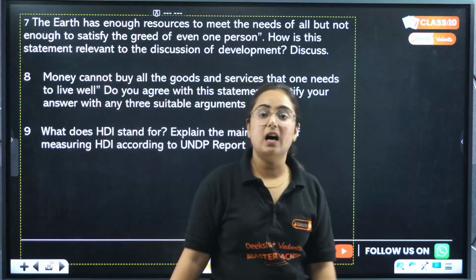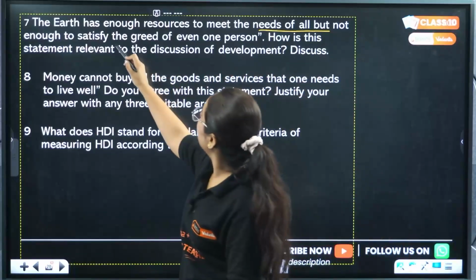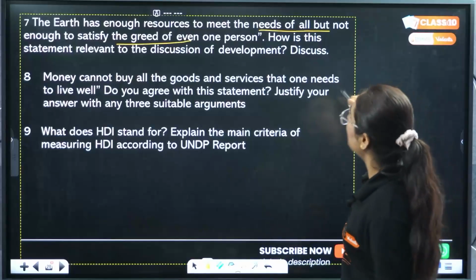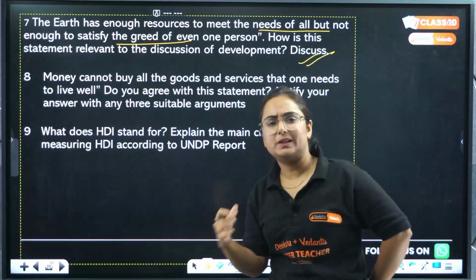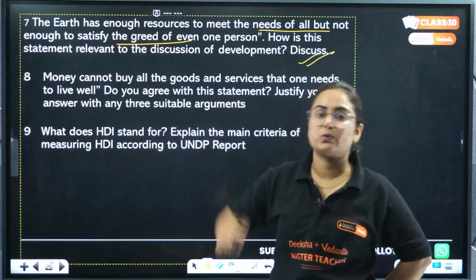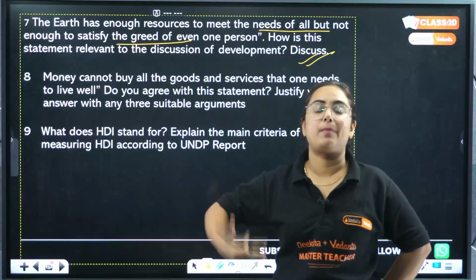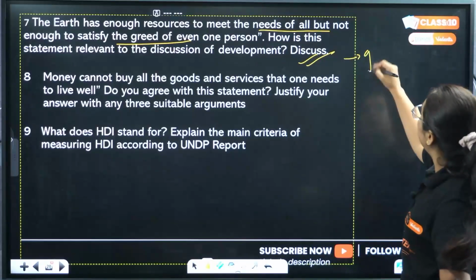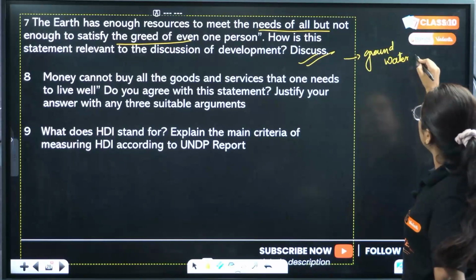The next is: Earth has enough resources to meet the need of all, but not enough to satisfy the greed of all. We know that, right? So, how is this statement relevant to the discussion of development? This should be the answer we frame: yes, we have a lot of natural resources, but our greedy nature is such that we are degrading and overusing them day by day. You can give the example of excess groundwater use.